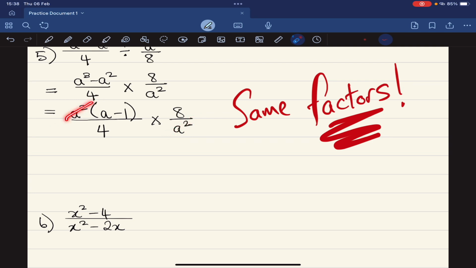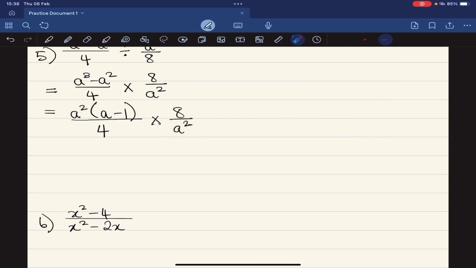In this case, I can see that a to the power 2 and a to the power 2 is the same. I can cancel them out because it is the same as if I wrote them one over the other. That will give me 1.